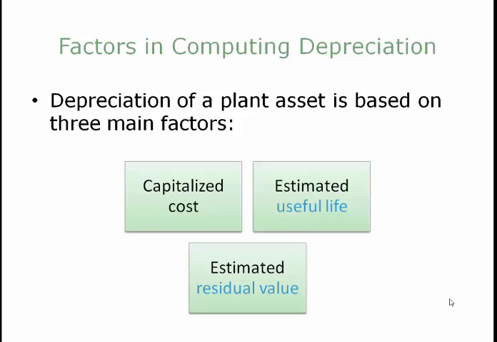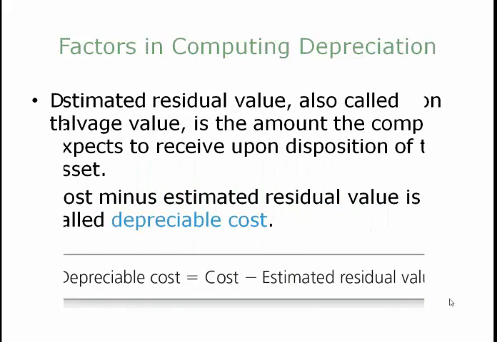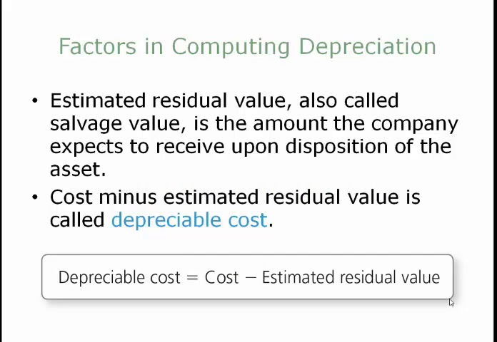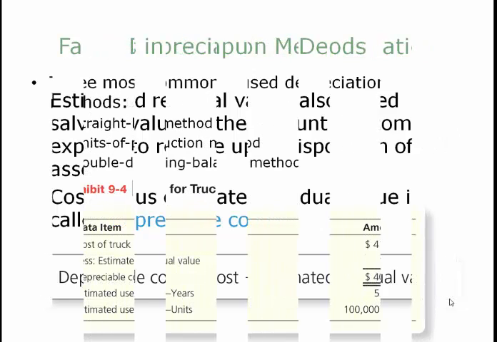And when we depreciate, there's three major things you want to look at. The capitalized cost, what's the value you put it at on your books? The estimated useful life, and the estimated residual or salvage value. Those are all going to be important. So the depreciable cost is the capitalized cost, even though it says cost here, less the estimated residual value. And that's going to determine what we're going to depreciate over time.